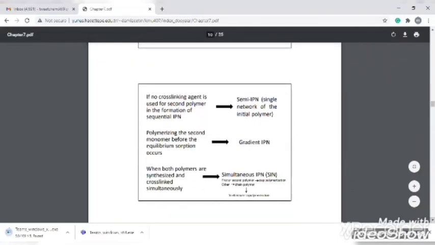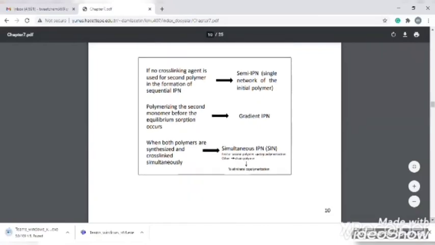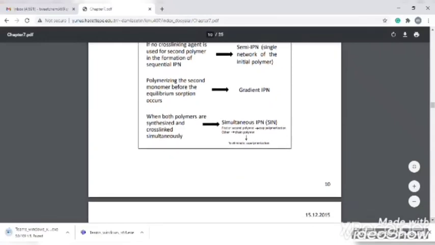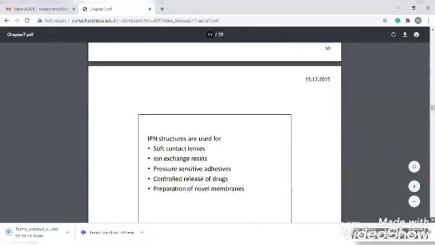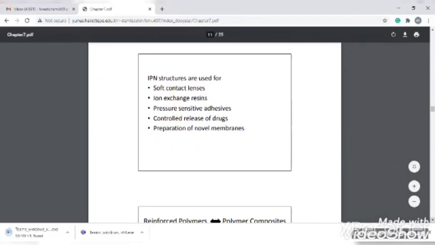If no networking agent is used for the second polymer in the formation of the sequential IPN, then a semi-IPN, a single network of the initial polymer, will be formed. Polymerizing the second monomer before the equilibrium sorption occurs gives a gradient IPN. When both polymers are synthesized and cross-linked simultaneously, it is a simultaneous IPN, with the first and second polymer formed by step polymerization, to eliminate the co-polymerization. These are formed. And what are IPN structures used for? Soft contact lenses, ion exchange resins, pressure sensitive adhesives, controlled release of drugs, and the preparation of novel membranes.